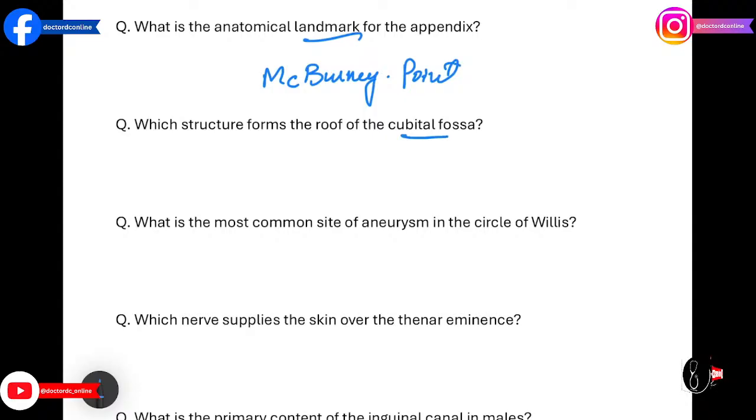The next question is, which structure forms the roof of the cubital fossa? And the answer is bicipital aponeurosis, because this fibrous band protects the underlying brachial artery and median nerve.